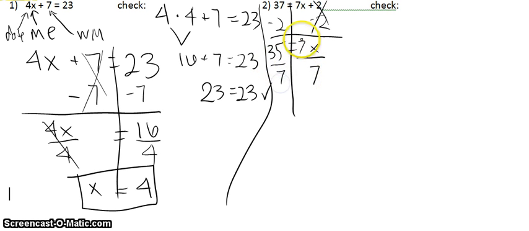I do that to both sides. That gets rid of my date, it's just me left. And I have 35 divided by 7 over here, which is equal to 5. To check it, I'm going to plug 5 back in for x.